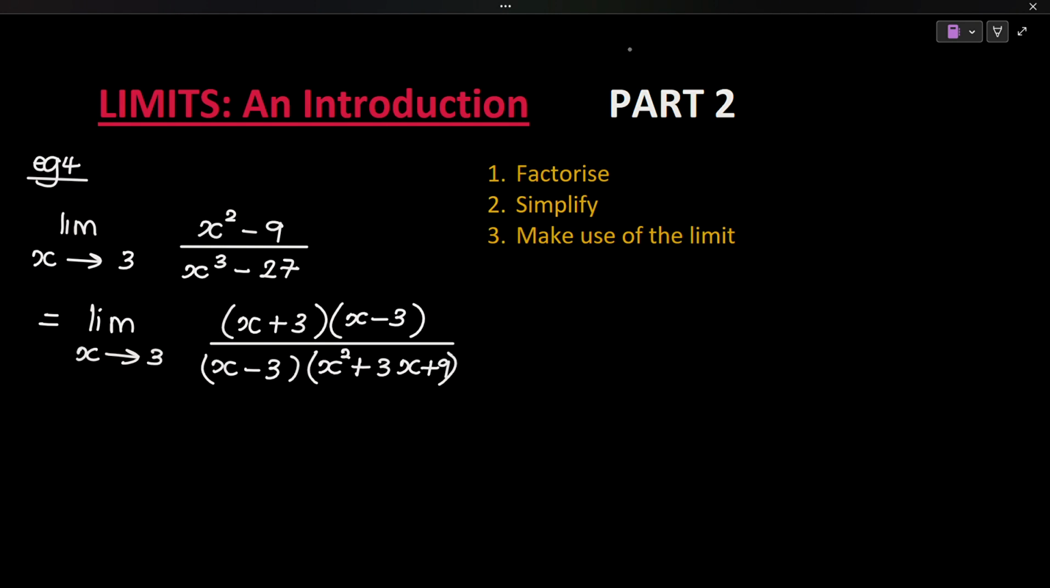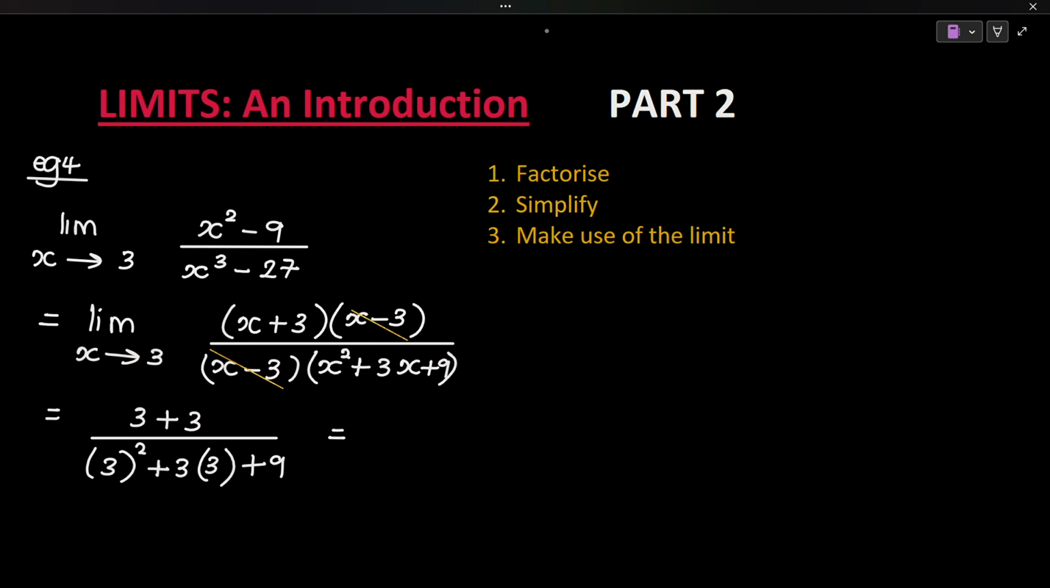Once you factorize, you will notice that there are some brackets that are the same in the numerator and denominator. They cancel out with each other. So now we are ready to make use of the limit. When we say make use of the limit, recall that we take the value of x and we substitute into the function for x. So our numerator is going to be 3 plus 3, and the denominator is going to be 3 squared plus 3 into 3 plus 9.